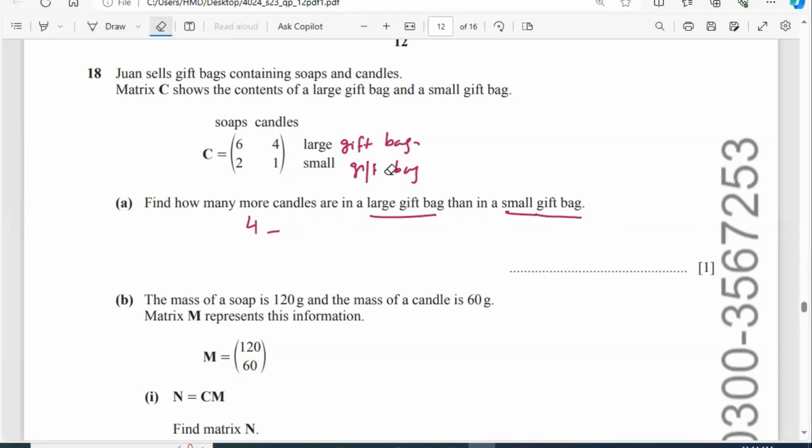So 3 more candles. 3 more candles here. Now in part B, the mass of a soap is 120 grams and the mass of a candle is 60 grams. Matrix M represents this information. This is the mass of candle, soap and candle. The 120 represents the mass of soap and this represents the mass of candle.